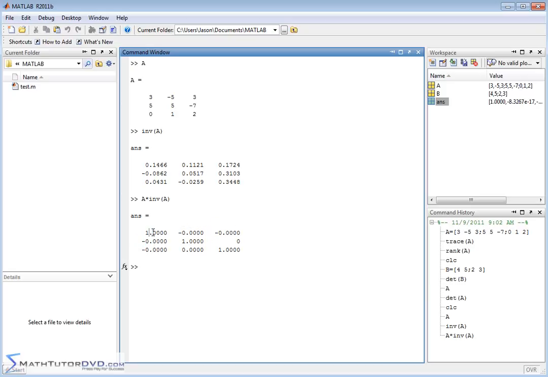So what you really should get back is a 1 along the diagonal and zeros everywhere else. That's the definition of a matrix inverse. When you multiply it by the original matrix, you should get ones along the diagonal, and that's what we get here. So that's how you calculate a matrix inverse.